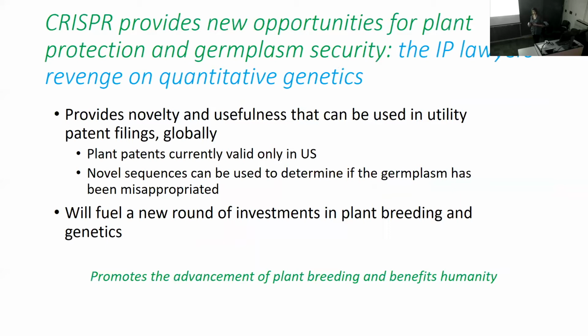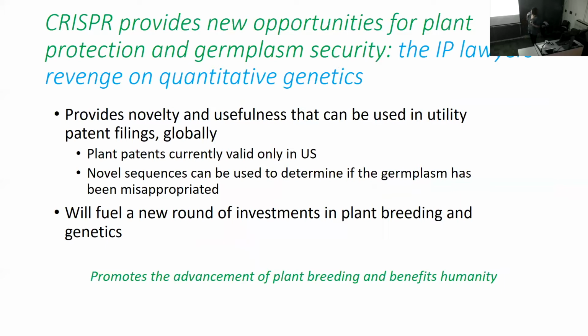In the era of genomics data, in genomics and genomic selection, there really wasn't a lot to patent. You didn't have any unique sequences. There were method patents for the genomic selection methodologies, and there's plant patents. Method patents are hard to police. Plant patents are only available in the US.